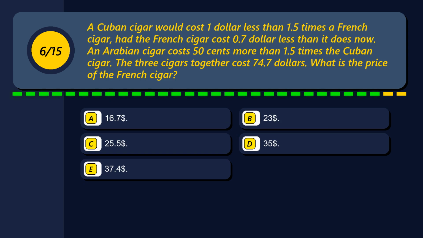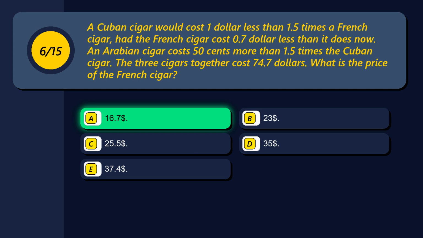Question 6. A Cuban cigar would cost $1 less than 1.5 times a French cigar, had the French cigar cost $0.7 less than it does now. An Arabian cigar costs 50 cents more than 1.5 times the Cuban cigar. The 3 cigars together cost $74.7. What is the price of the French cigar? Option A, $16.70. Option B, $23. Option C, $25.50. Option D, $35. Option E, $37.40.